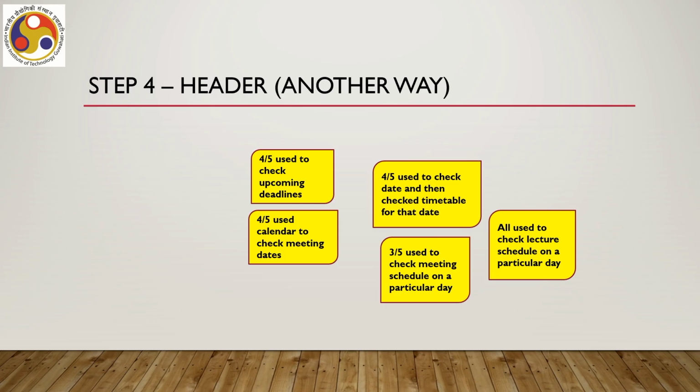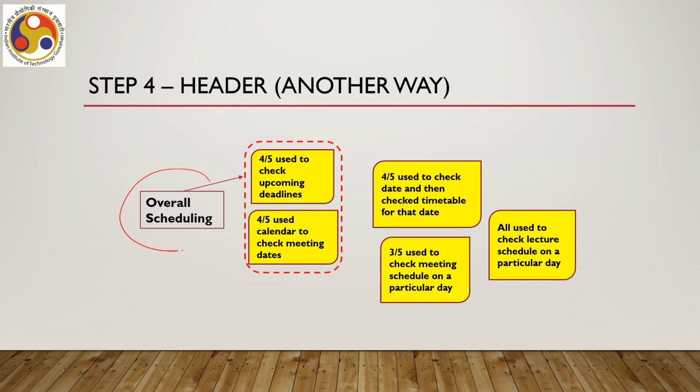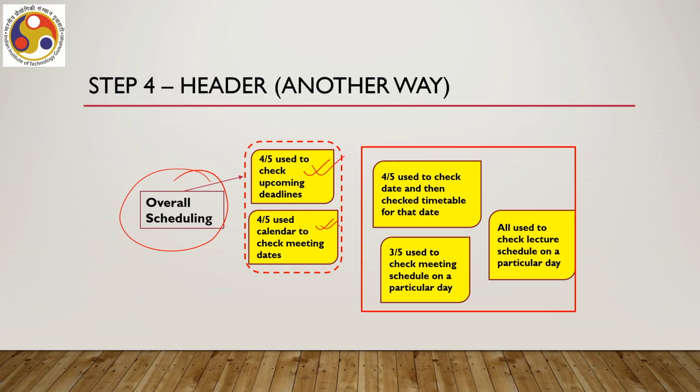Now, we can also have different ways to put headers depending on our analysis ability, our skills. So, out of the 5 that we have put together and created one group heading, we can further divide them. One is overall scheduling, these 2 can come under this group, and the other 3 can come under another group, that is day wise scheduling. So, we can further refine the groups. So, instead of 2, now we can have 3 groups.